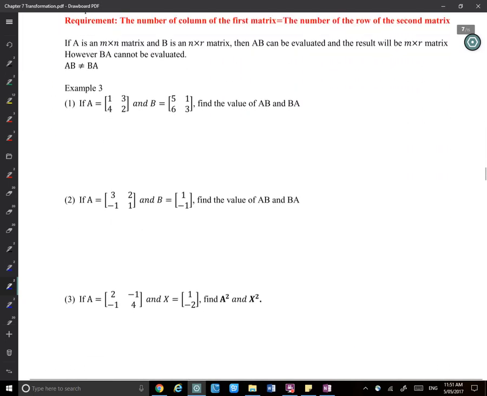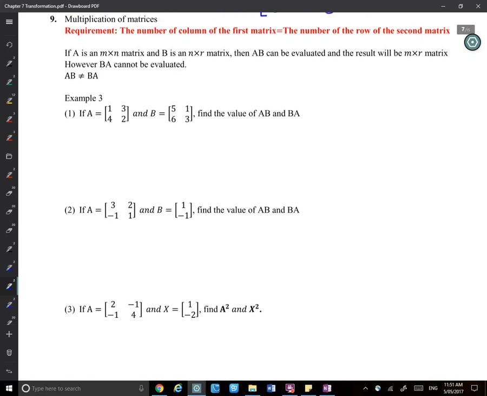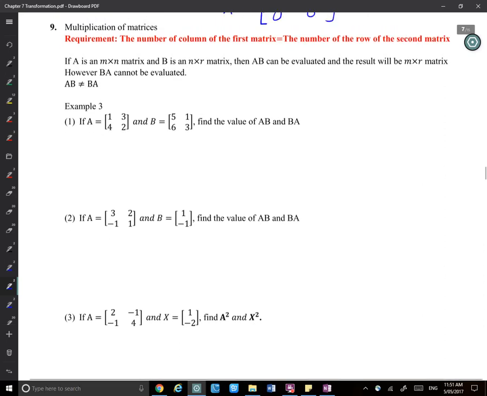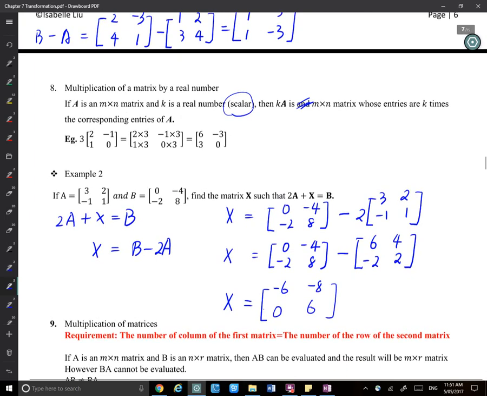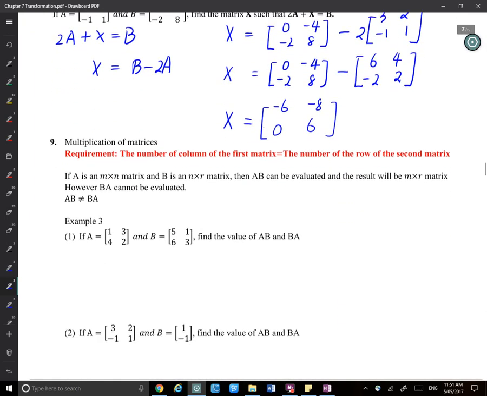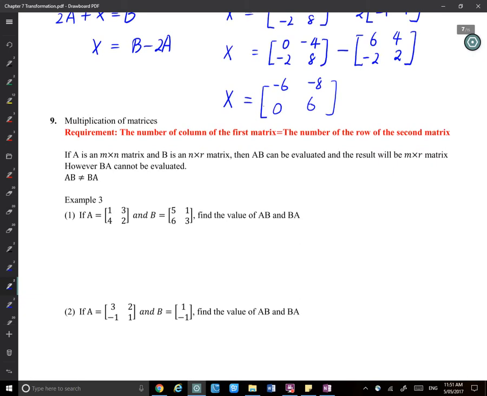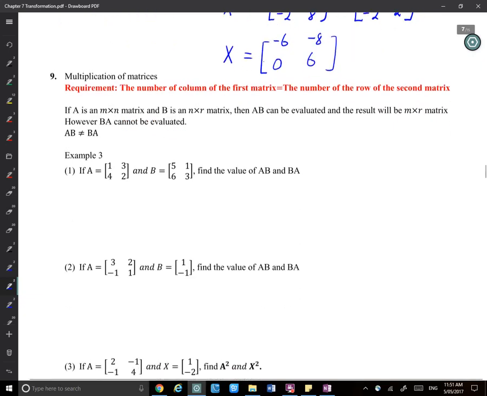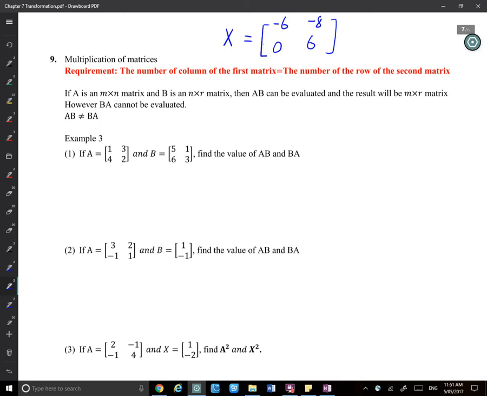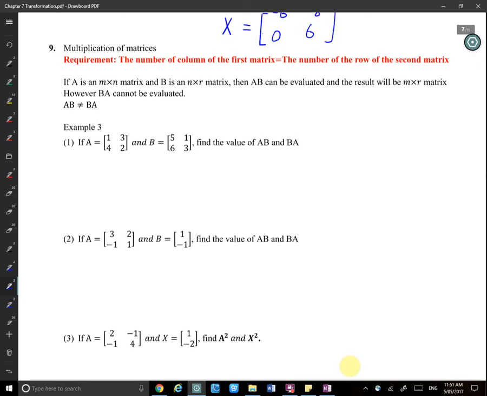Okay, maybe second last, the second last thing we'll learn is multiplication of matrices. The previous one is multiplication of a matrix by a real number, and the next one is multiplication of matrices. So it's two matrices times together. This is the complex part, this is the complex thing.